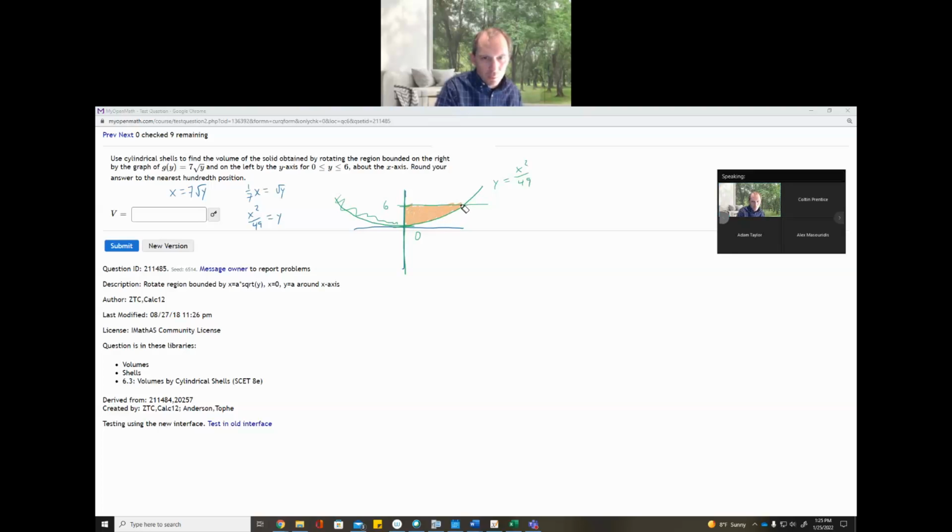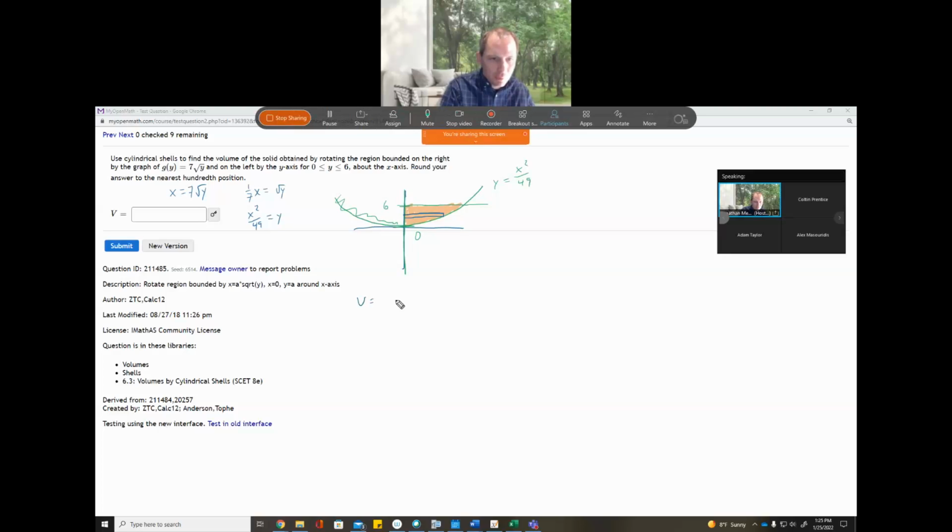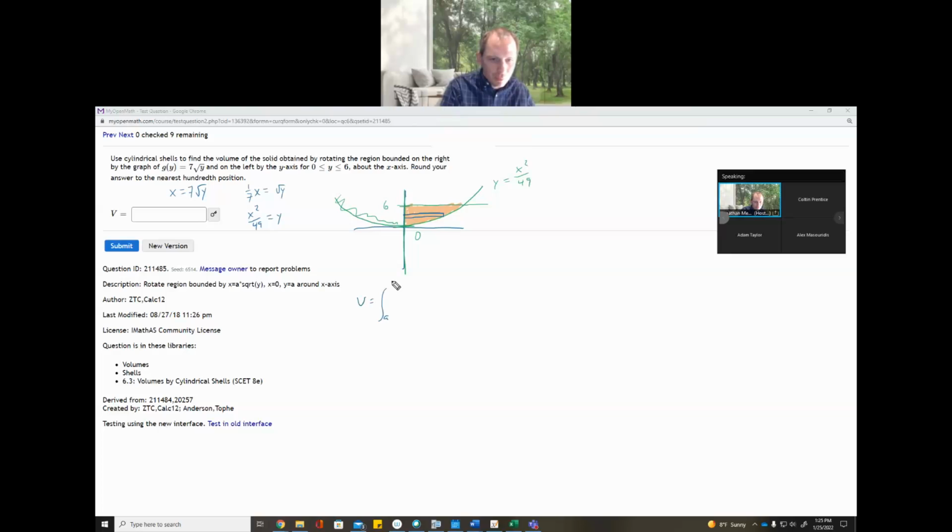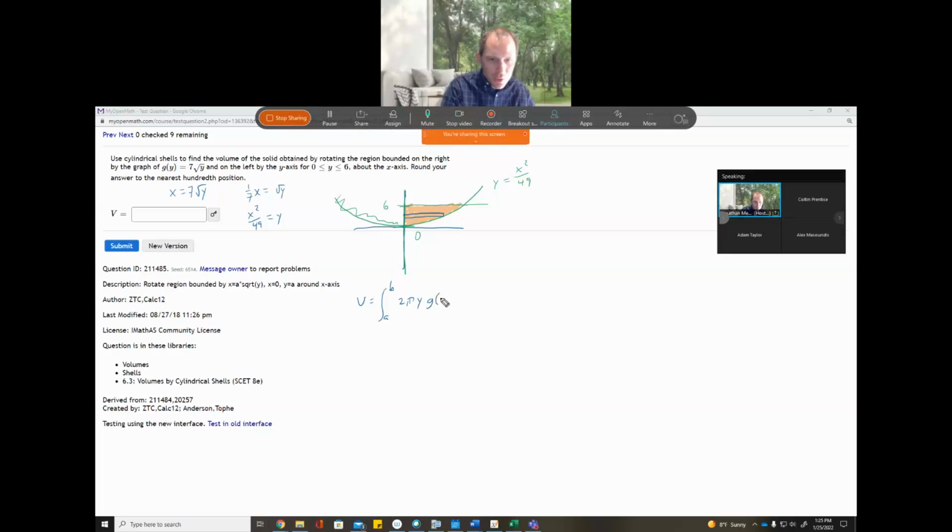And again, we're not really given the choice. It says to use cylindrical shells, so I want to set up my rectangles going left, right. But that's already neatly set up for us because we already have our g of y, our function of y. So we're ready to set this up. So volume is the integral of 2 pi y g of y dy.